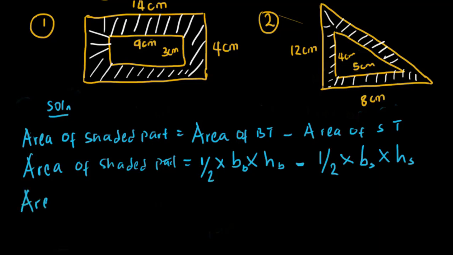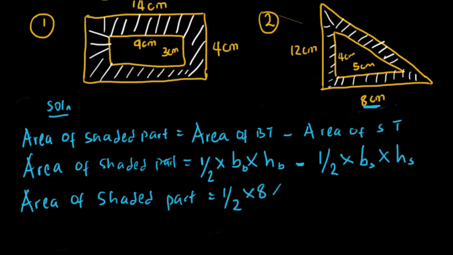We have area of shaded part equals 1 over 2 times base of big triangle, which is 8 centimeters, so we have 8 times height of big triangle, which is 12 centimeters, minus 1 over 2 times base of small triangle, which is 5 centimeters, times height of small triangle, which is 4 centimeters.